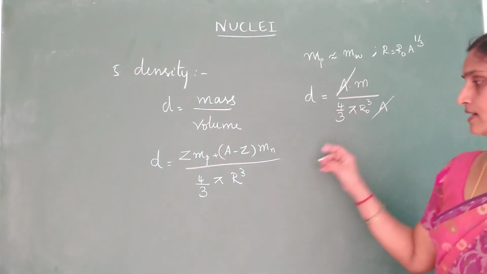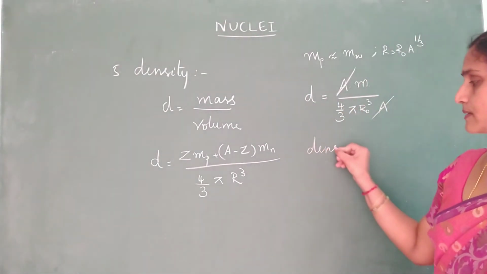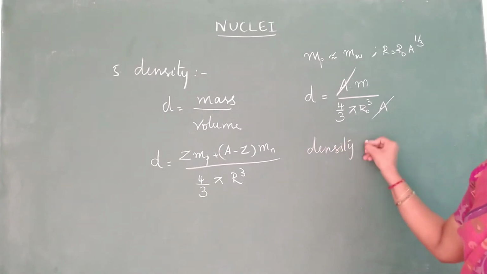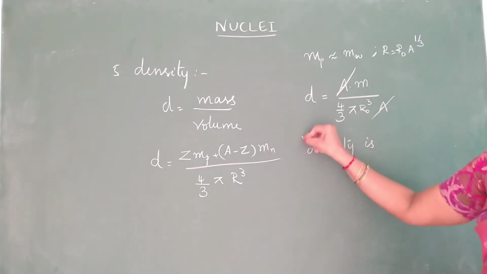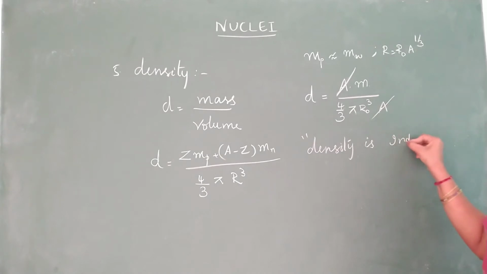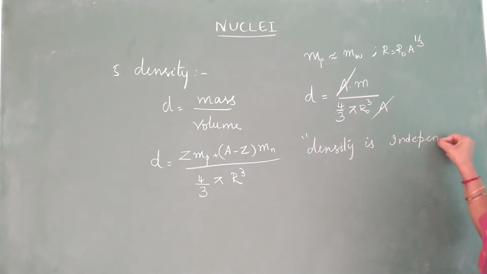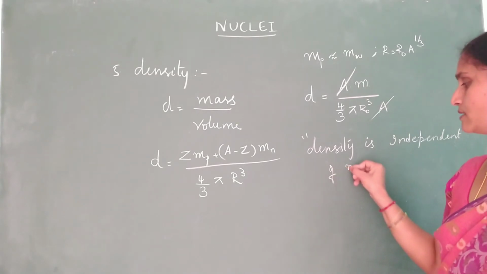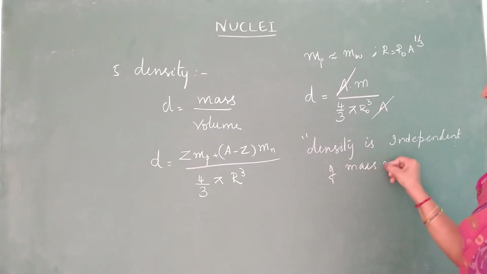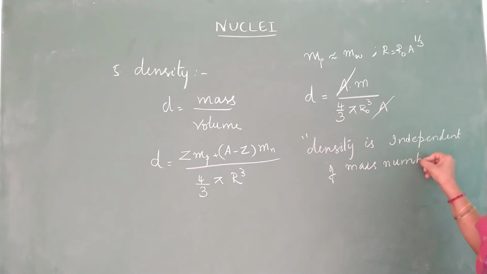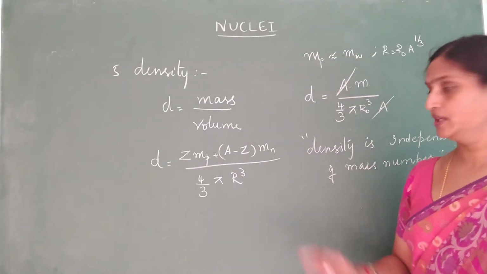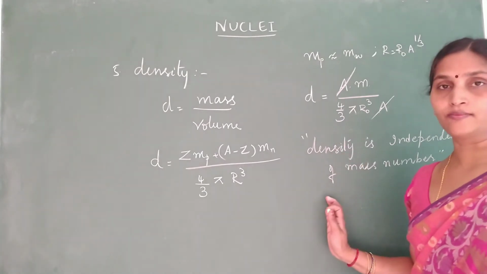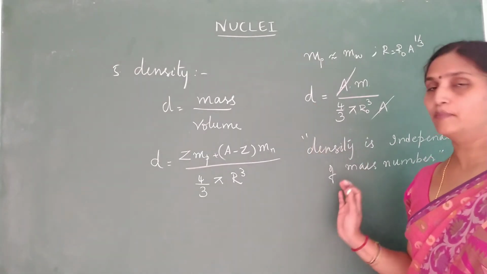It implies the density of nucleus is independent of mass number. I repeat, they will ask you to derive this or prove that density of nucleus is independent of mass number. For that, this will be very helpful. Okay, prove that density is independent of mass number.